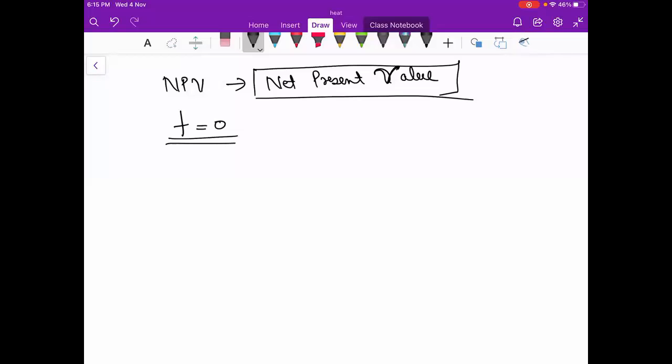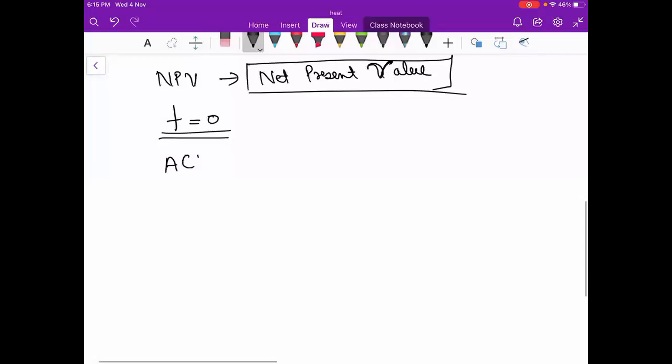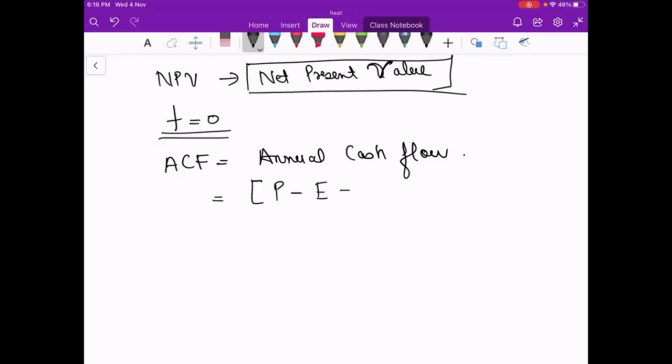So for calculating every year's transactions, we have to calculate the money in terms of ACF, which is known as annual cash flow, because initially you have invested some money. Again, from the second year, suppose you are getting some profit. So the annual cash flow will be like this. We have written the formula: (P minus E minus D)(1 minus t) plus D.